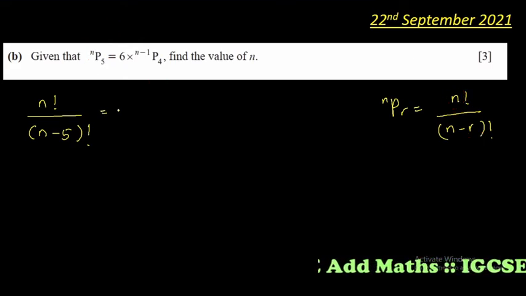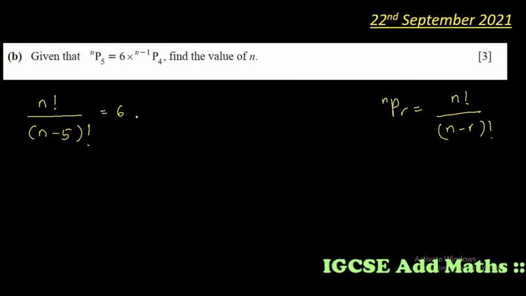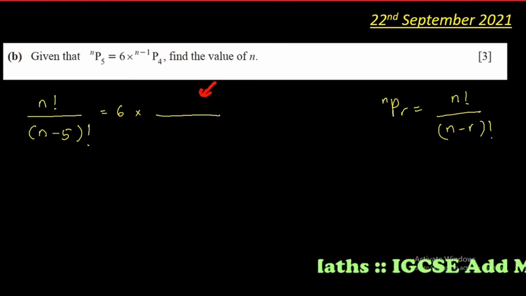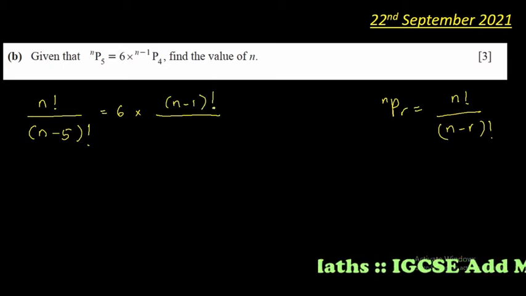Next, I want Ian to help me to substitute. This 6, just copy. Ian, help me to substitute this into the formula. This part here, obviously I have a fraction. What do I put at the numerator, Ian? Answer quickly. n minus 1 factorial. Very good. Don't forget the factorial.